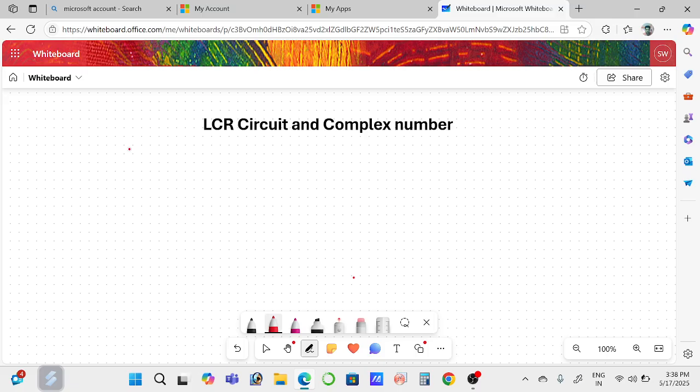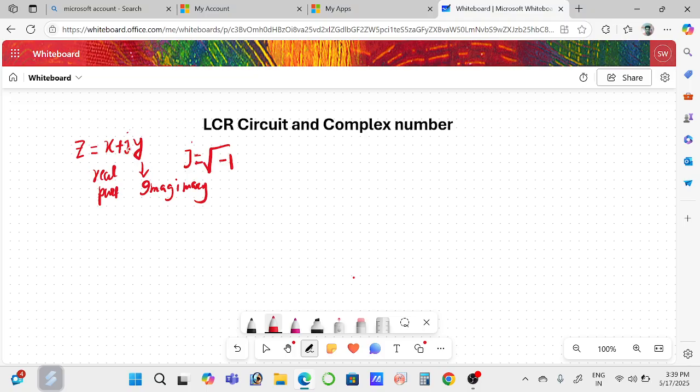Now, the complex number is generally represented by a term z. z is simply x plus iy. Here, x represents the real part, and y is the imaginary one. And you can represent it by i or j. j is actually the square root of minus 1. This is the complex number.